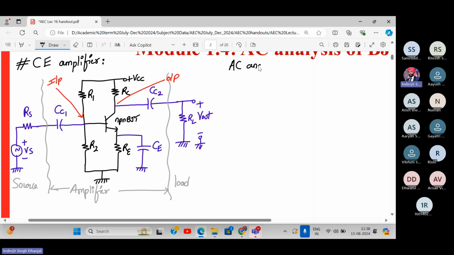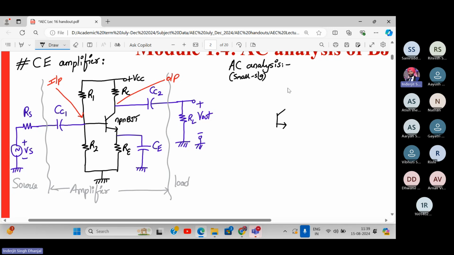So in AC analysis, we consider all the DC voltages to be short circuited. AC analysis means small signal analysis. I've already told you all, small signal analysis means we will only have small signal time varying quantities. We will not have any DC voltages. All right. So your DC voltages you have to short circuit and all the capacitors you have to also short circuit. So how will the diagram look like?